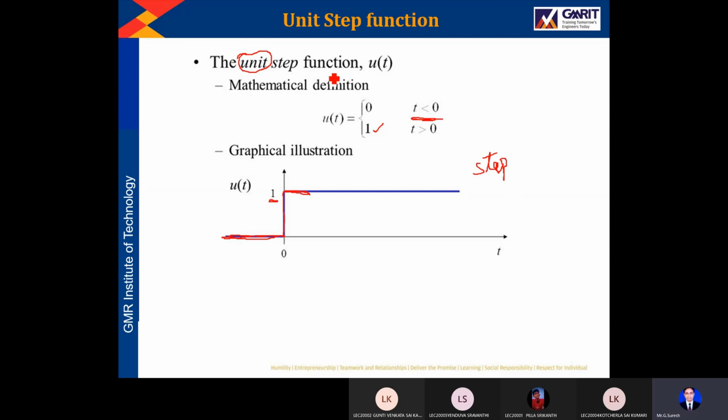Instead of that, suppose this step function takes some amplitude, say A or K, say 5 or 3 or 10, instead of 1, when t is greater than 0. Then this is once again a step function or step signal, not a unit step function. The word unit before the step signal represents that the amplitude is unity. Is it clear?